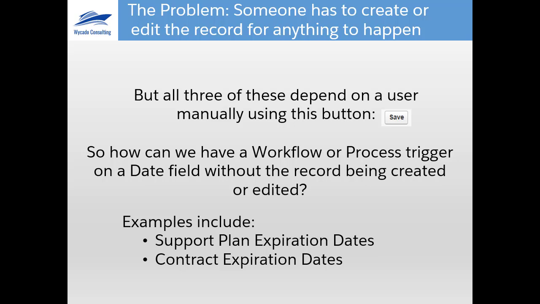Examples of this: support plan expiration dates. That has revenue implications there. You need to know when these things expire before they expire so you can get them renewed. Contract expiration dates. There's all kinds of uses for this.